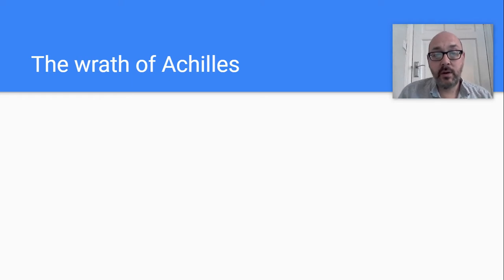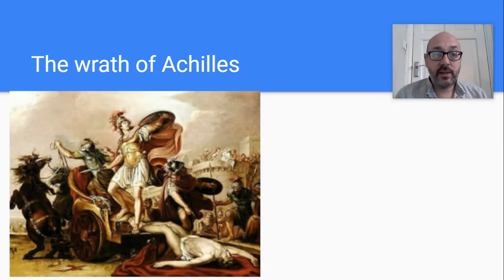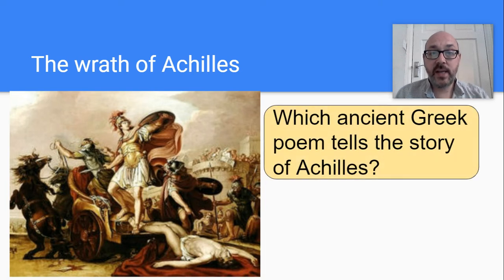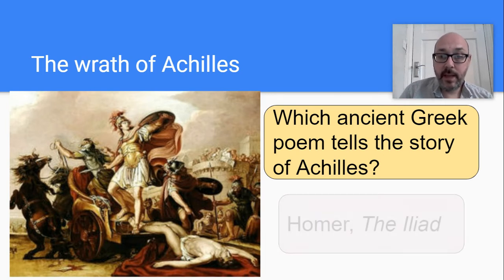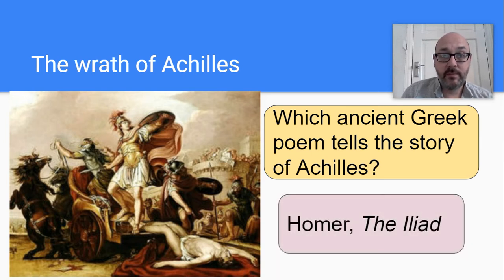Now we're going to have a look at our big chunky bit of translation, which is the wrath of Achilles. So we're looking at the story of Achilles. I'm sure you know this. Which ancient Greek poem tells the story of Achilles? We did mention it in the Latin lesson a few weeks ago. Do you know this one? Yep, it's the Iliad by Homer, one of the very, very oldest works of literature in the whole world, certainly the oldest one in Europe that we know that was written down.